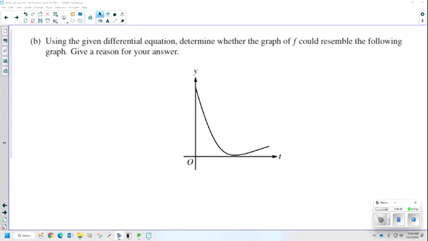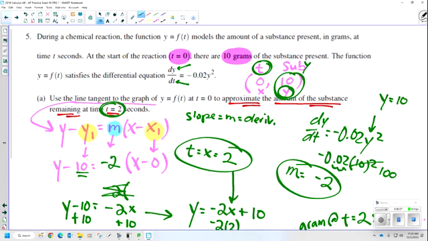I think they realized how bitter I was that we didn't get a table or a graph or a chart, and they decided to throw one in here for B. Using the given differential equation. When they say the given differential equation, they are referring to this right here, the differential equation.